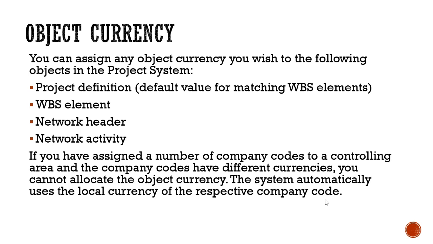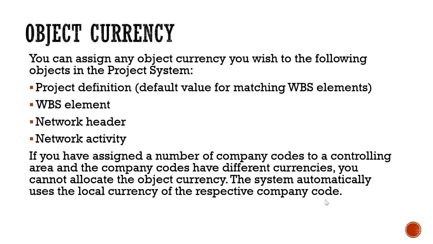Okay, that means in the project definition, you'll be having a field called company code. In most cases it is mandatory, because a project is defined for a company code. Okay, so the company code is a mandatory field in the project definition, and for the same company code, WBS elements will be created. So the object currency will be extracted from the company code, or it automatically fetches from the company code. You need not provide it separately. It automatically fetches from the company code.